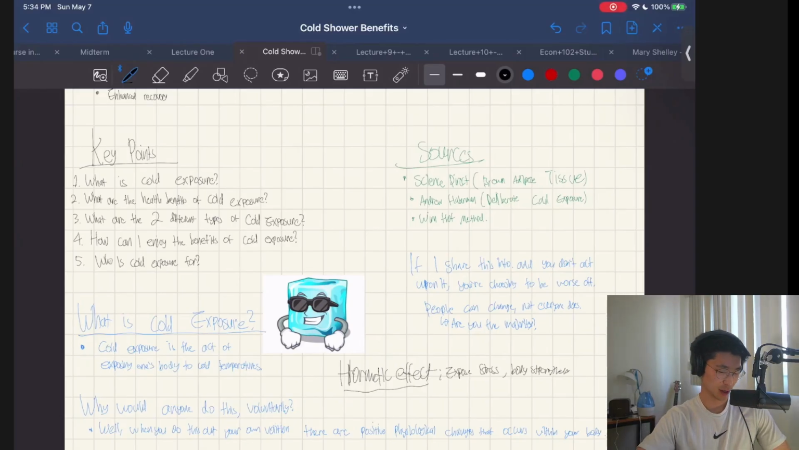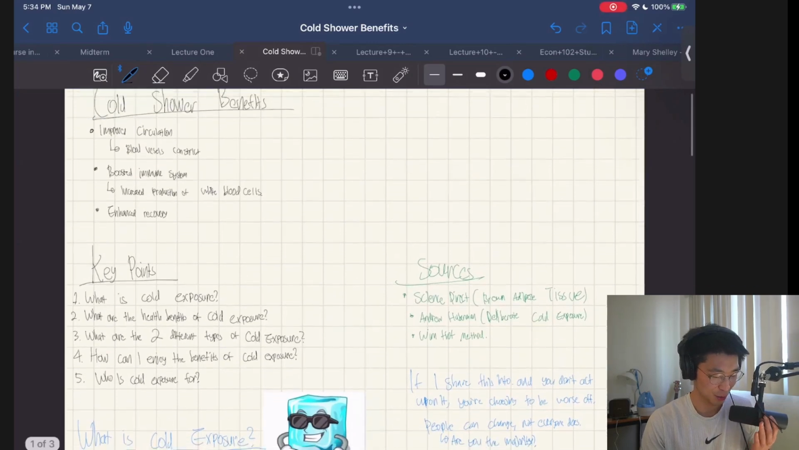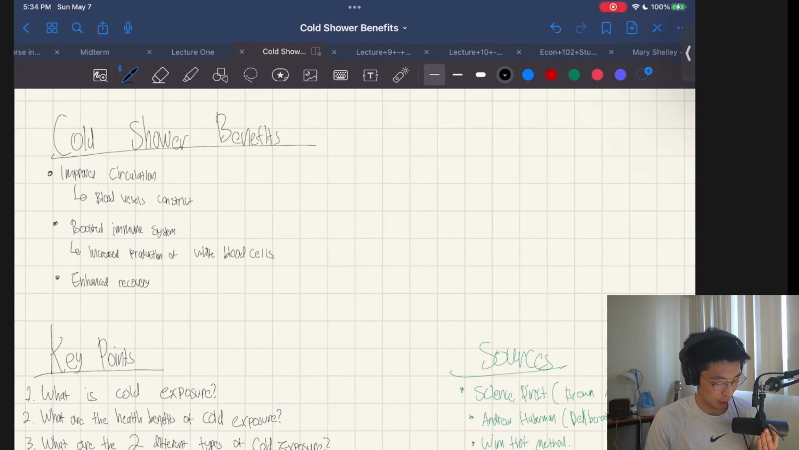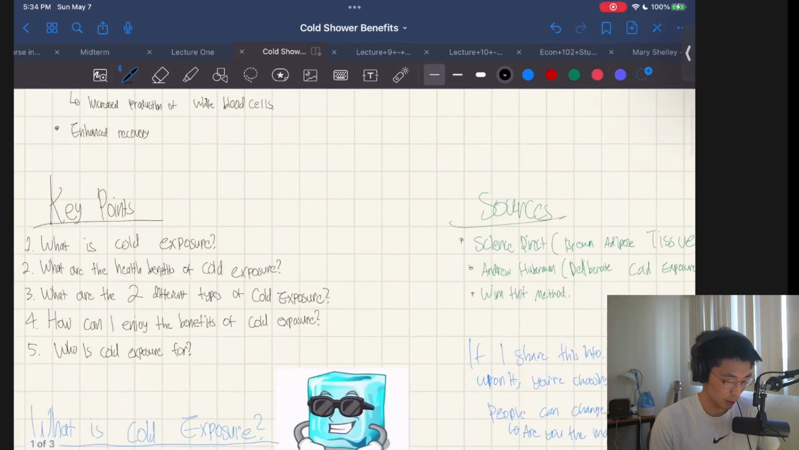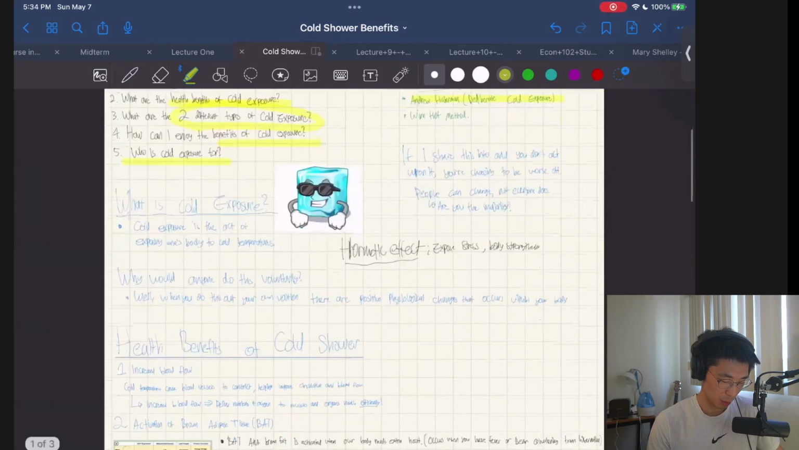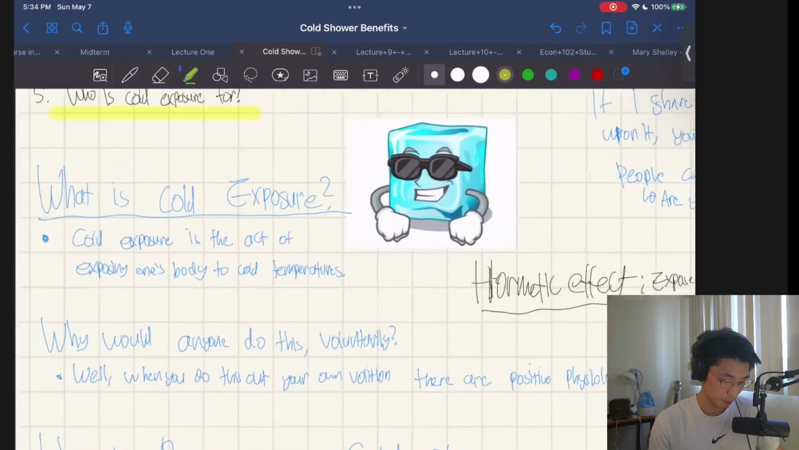So here are the notes that I've taken. Some of the shower benefits include improved circulation, boosted immune system, and enhanced recovery. Again, the key points that we're going to be going over today are what is cold exposure, what are the health benefits of cold exposure, the two different types of cold exposure, how you can enjoy the benefits, and who is it for. These are the sources that I used: Science Direct and Andrew Huberman's Deliberate Cold Exposure podcast.